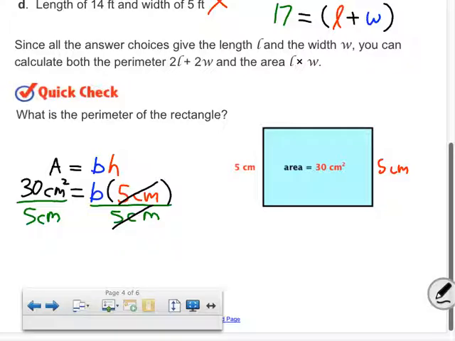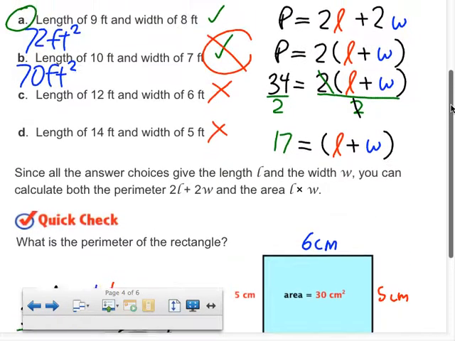But now 30 divided by 5 is what? 6. That is 6. And then centimeters squared divided by a centimeter, well, that just leaves me with centimeters. Okay? And I'll explain to you guys those rules eventually, but 6 centimeters is equal to the base. Now, if we know the base is 6 centimeters, now we can find the perimeter. What's the perimeter going to be?